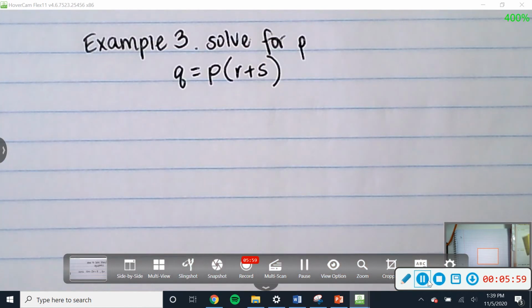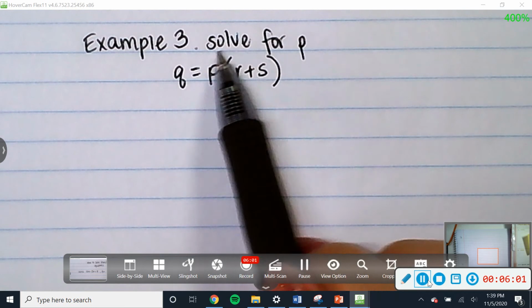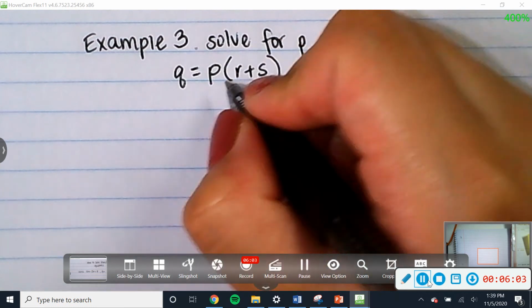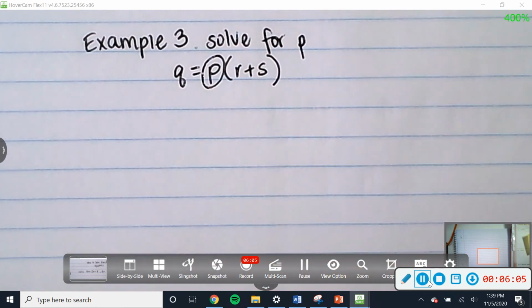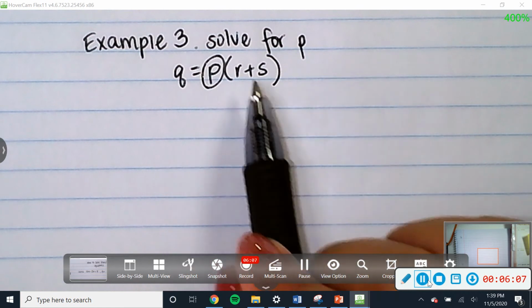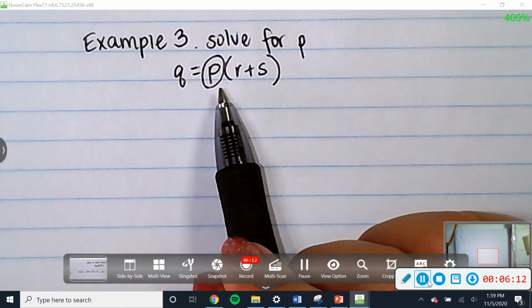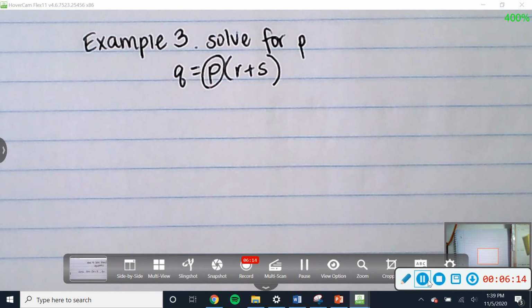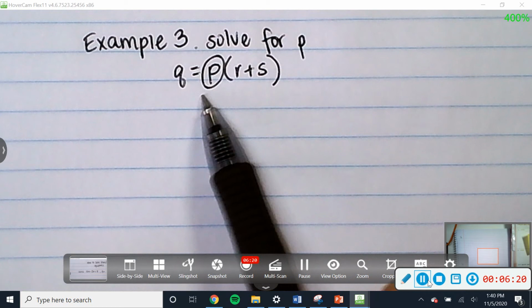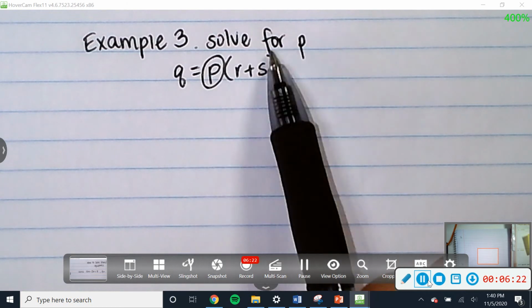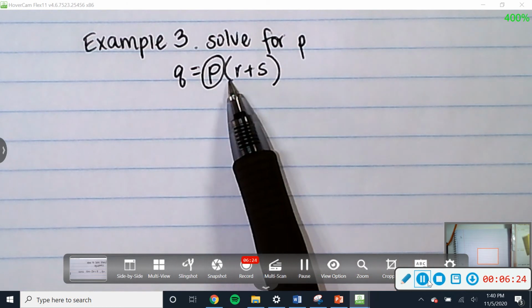So for example 3, in this case it says solve for p, and we have parentheses here. So we're solving for this variable. One thing that you can do when you have parentheses is, even though we've already looked at distributing, for these types of problems, sometimes you don't need to distribute. So notice how we have p on the outside, we're multiplying it times this whole parentheses, so r plus s.